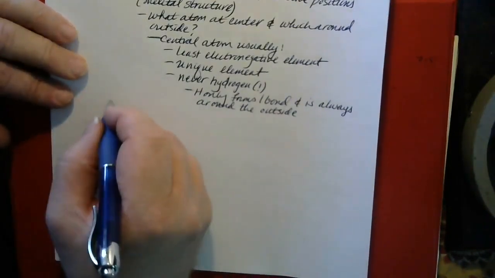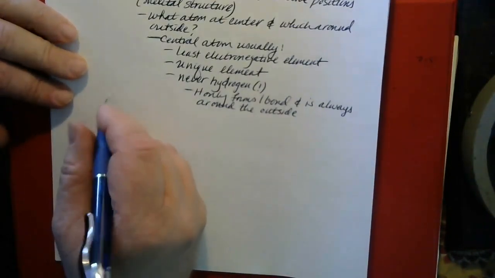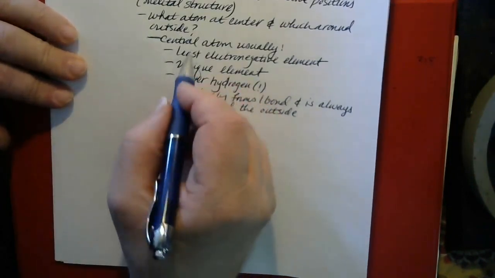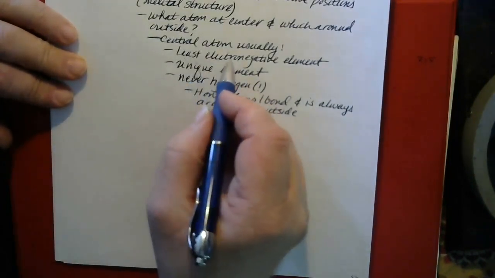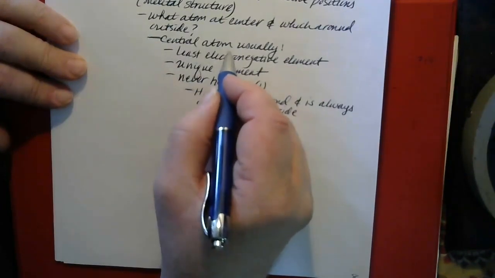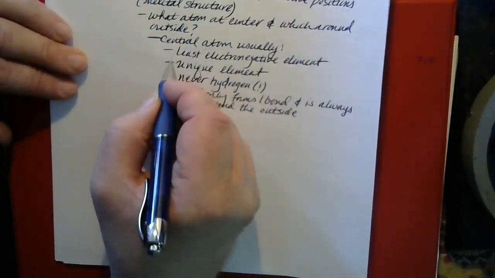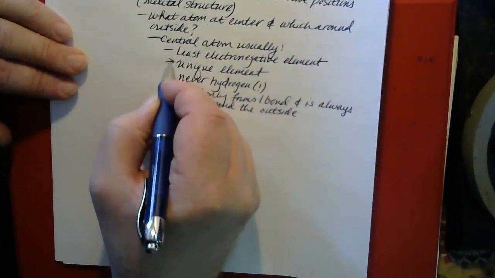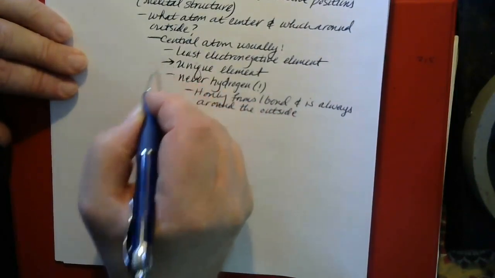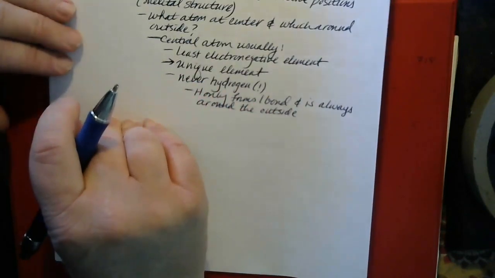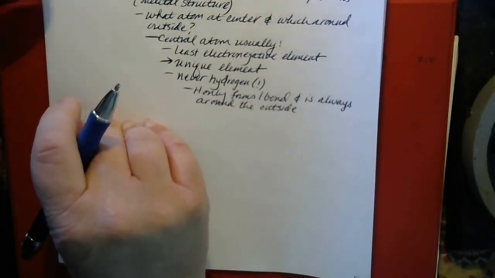Once you've decided which atom goes in the middle, sometimes it's the case that the least electronegative element is also the unique element. Of the two, though, if they conflict, the second one actually prevails more often. That is, the unique element ends up being in the middle.